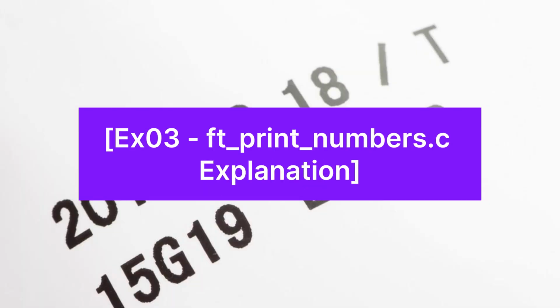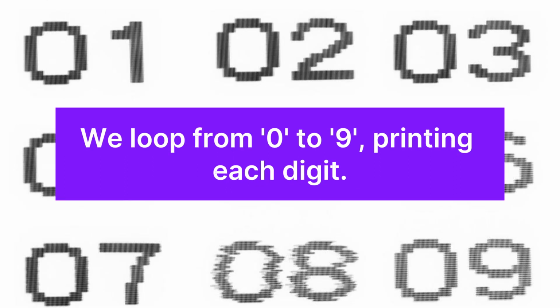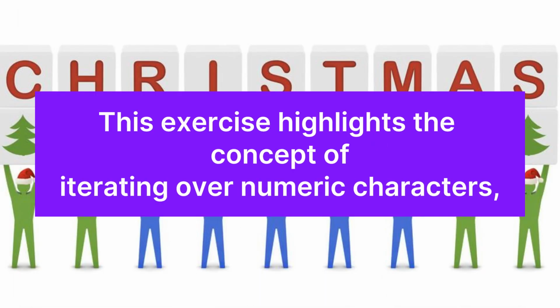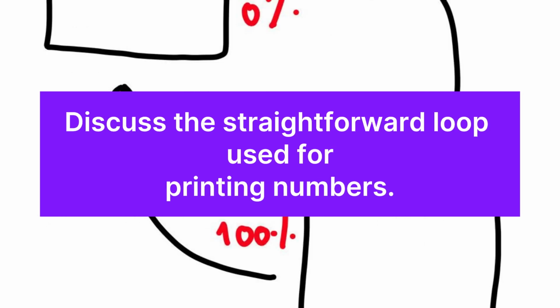X03. ft_print_numbers.c explanation. Exercise 03, ft_print_numbers, introduces us to numeric characters. We loop from 0 to 9, printing each digit. This exercise highlights the concept of iterating over numeric characters, bridging the gap between numeric values and their character representations. Discuss the straightforward loop used for printing numbers.